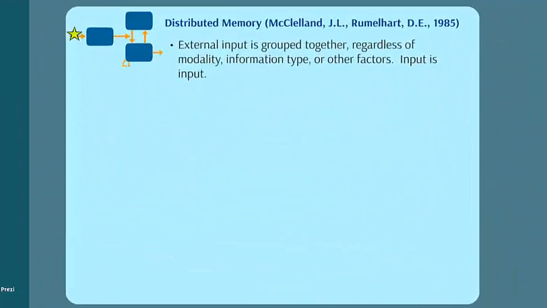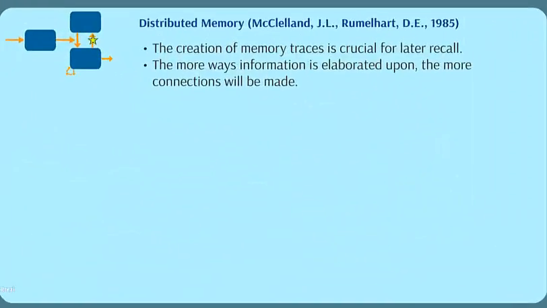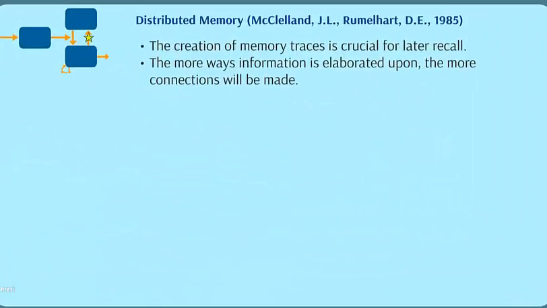The next theory we'll examine is the distributed memory model as described by McClelland and Rumelhart. In this theory, external input is grouped together regardless of modality, information type, or other factors. Input is input. Distributed memory puts emphasis on the function of elaboration and coding. It posits that the creation of memory traces is crucial for later recall. The more ways information is elaborated upon, the more connections will be made.